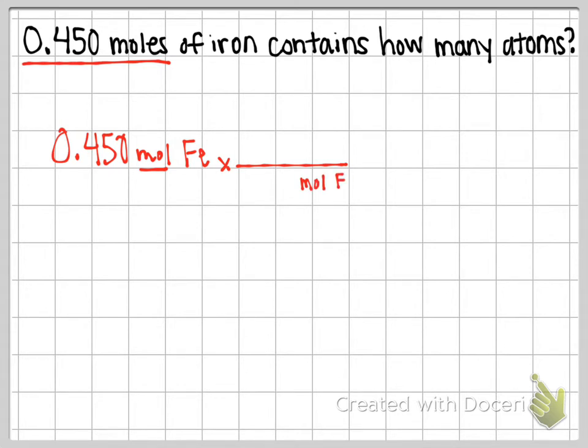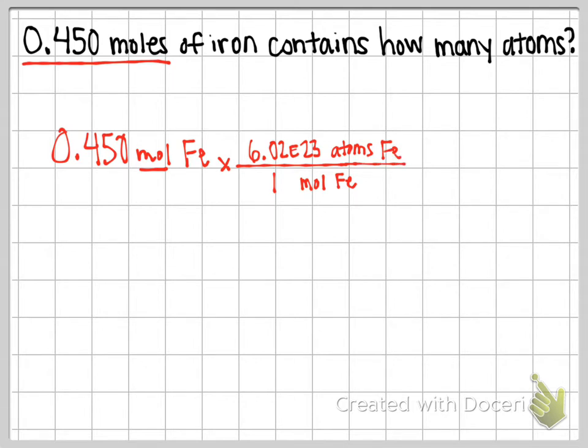Moles of Fe. And we are trying to go from moles to atoms, and so if you look back at what you wrote earlier, you do have a conversion factor of moles to atoms. And that conversion factor is 1 mole equals 6.02 E23 atoms of Fe.